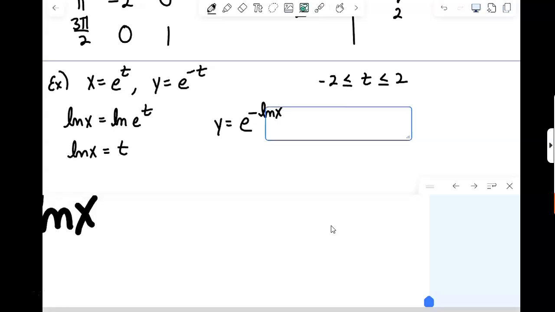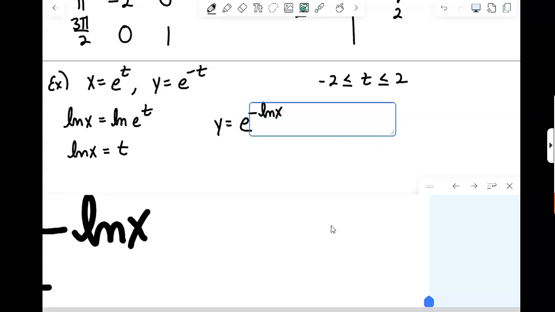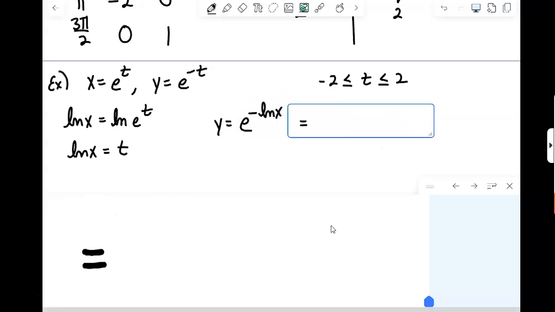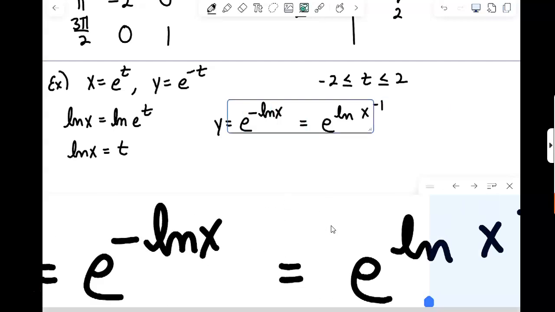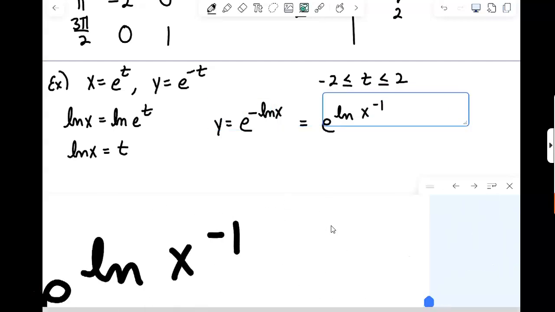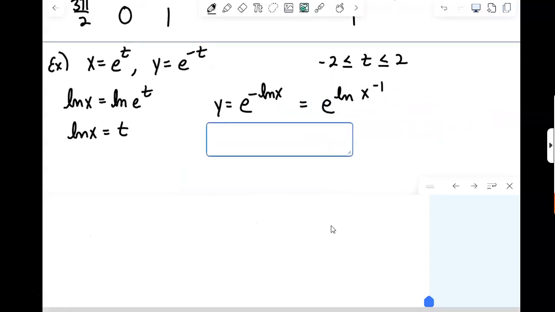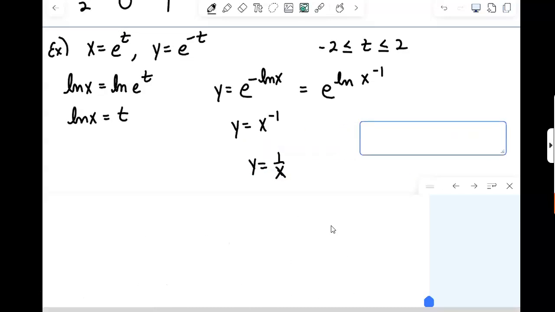And here's how we work this problem out. To be able to cancel the e and the ln, it needs to be e raised just to an ln of something. So we take the negative in front and absorb it inside, making that x to the minus 1. The coefficient of the ln we absorb as an exponent. So then e and ln cancel out. We get y equals x to the minus 1, which is y equals 1 over x. So we are dealing with the 1 over x function.